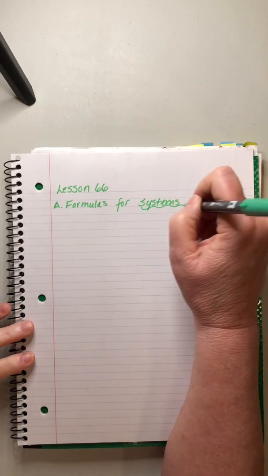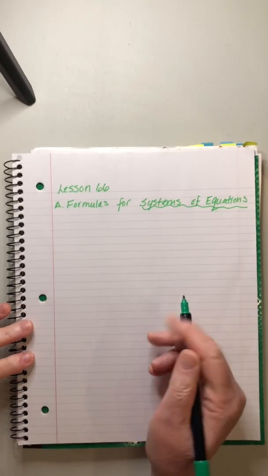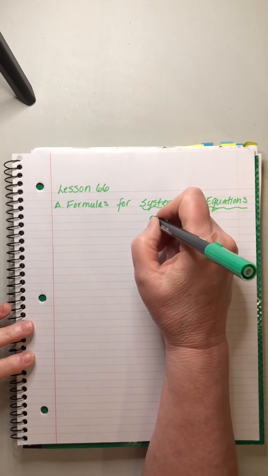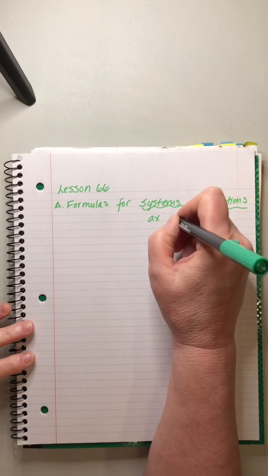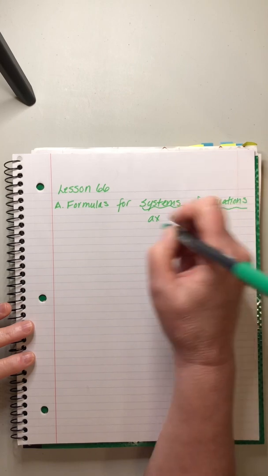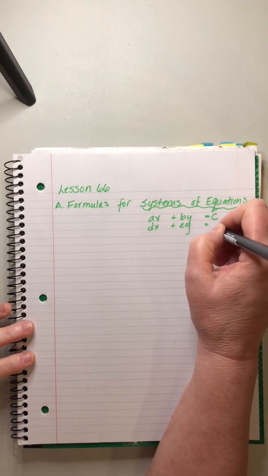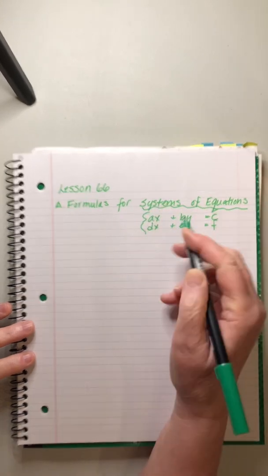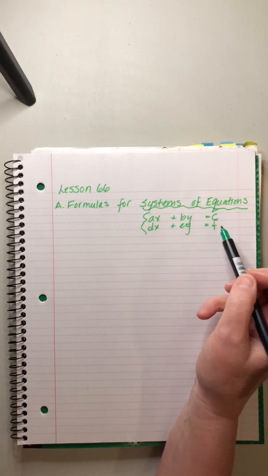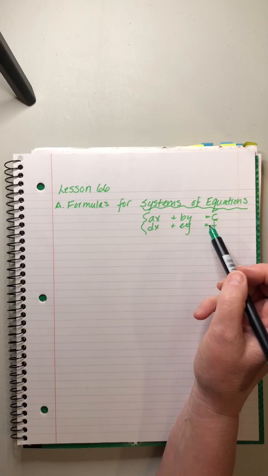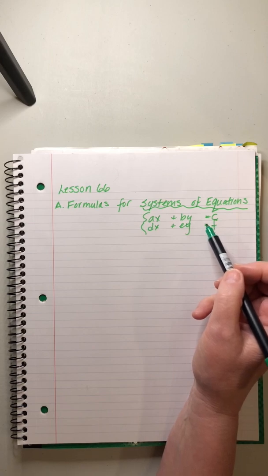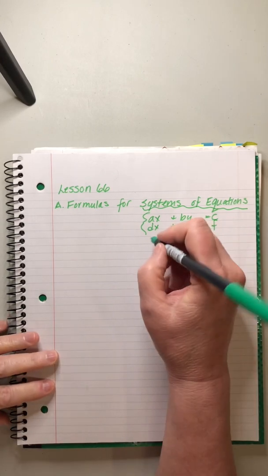Systems of equations we've been talking about for a long time, right? It's two equations that usually follow this pattern: ax plus by equals c, and dx plus ey equals f. And we're looking for a value for x and y that will make both of them come true, right? We've learned quite a few ways to do that.